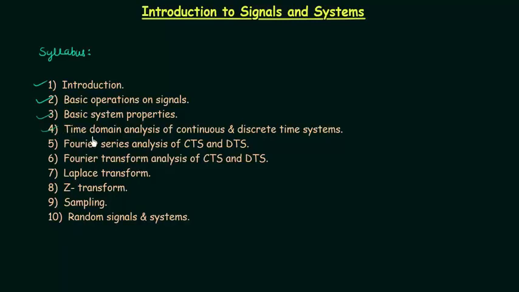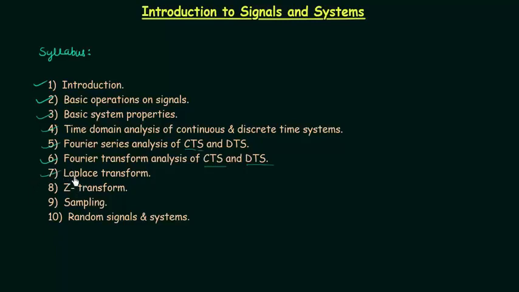The fourth part is the time domain analysis of continuous and discrete time systems. The fifth part is the Fourier series analysis of continuous time signals and discrete time signals. CTS stands for continuous time signals and DTS stands for discrete time signals. The sixth part is the Fourier transform analysis of continuous time signals and discrete time signals.